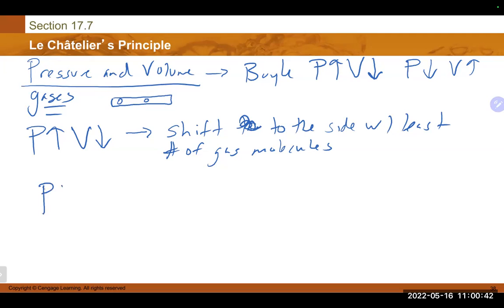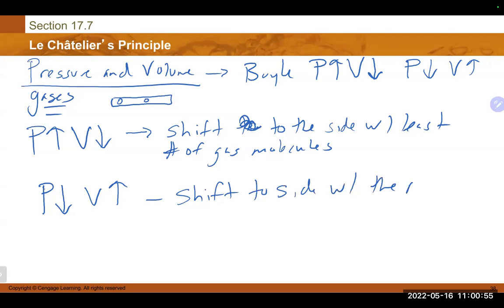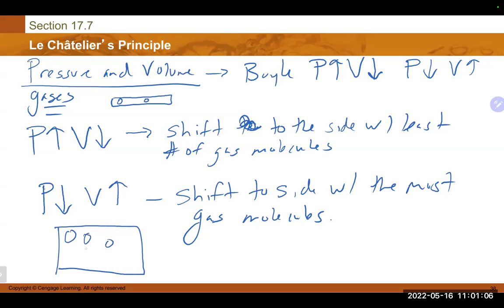The opposite is true here. If we see a decrease in the pressure, usually a result of the volume increasing, we want to shift to the side with the most gas molecules. If we have a larger volume and put more gas molecules in there, we increase the rate of collisions. Since the pressure went down, that will bring the pressure back up and fix the problem that occurred.